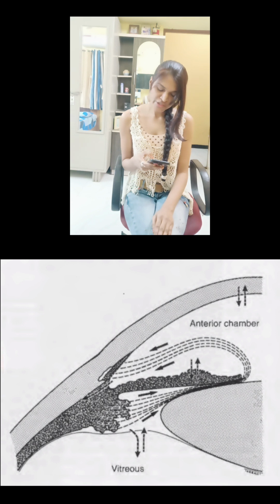Subsidiary drainage routes include: one, uveoscleral and uveovortex, that is, through the anterior face of the ciliary body into the suprachoroidal space. Second, number two, exchange across the anterior vitreous face. Third route, exchange across the iris vessels. And fourth one is exchange across the corneal endothelium.